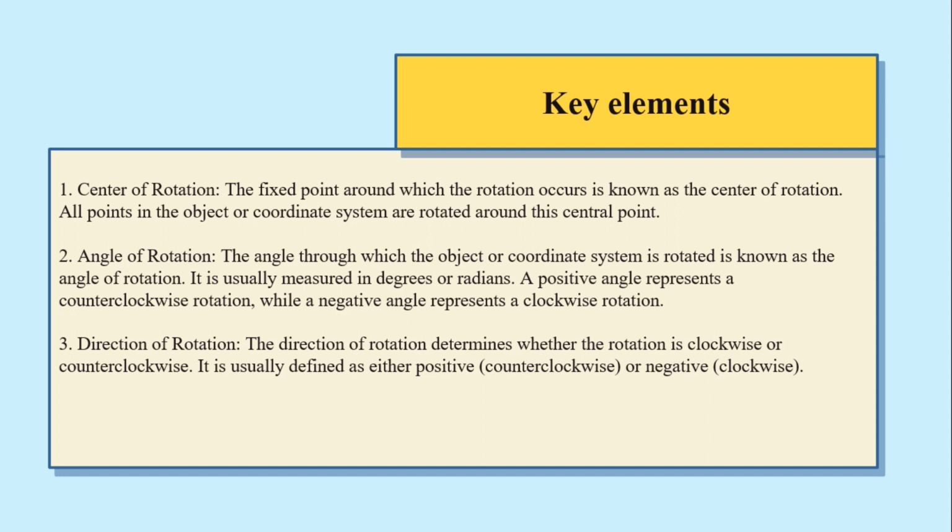2. Angle of rotation. The angle through which the object or coordinate system is rotated is known as the angle of rotation. It is usually measured in degrees or radians. A positive angle represents a counterclockwise rotation, while a negative angle represents a clockwise rotation.